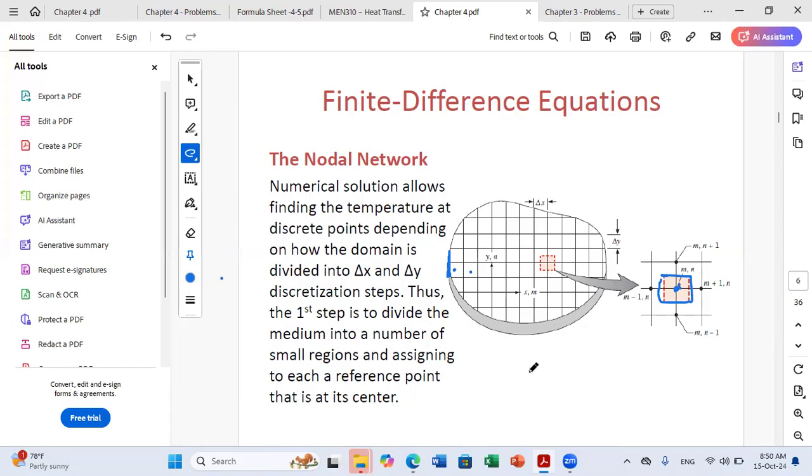Now, of course, in general, the larger the number of elements, the more accurate the solution is, because here you will solve for temperatures at points. It's not continuous like in the case of analytical solutions. In analytical solutions, you find T as a function of x and y, so for any x and y, you can find temperature T. However, in numerical techniques, you solve at some points. That's why increasing the number of points will increase the accuracy of your solution.